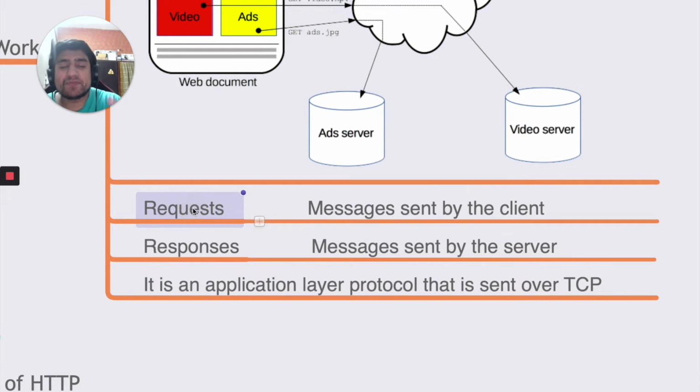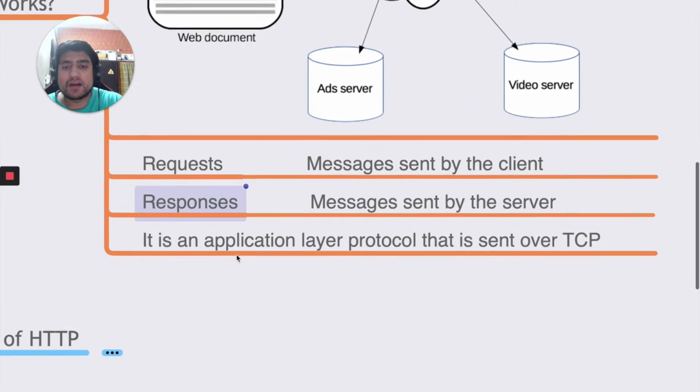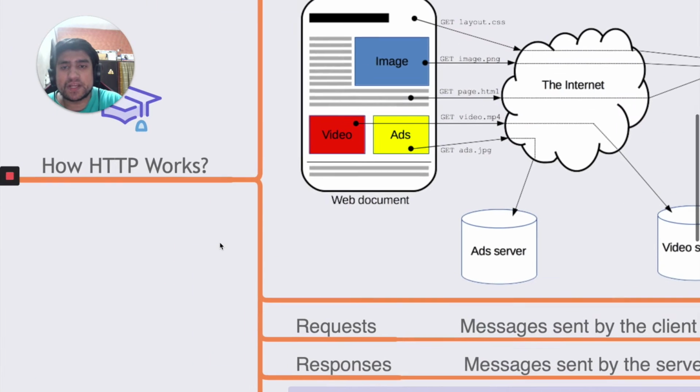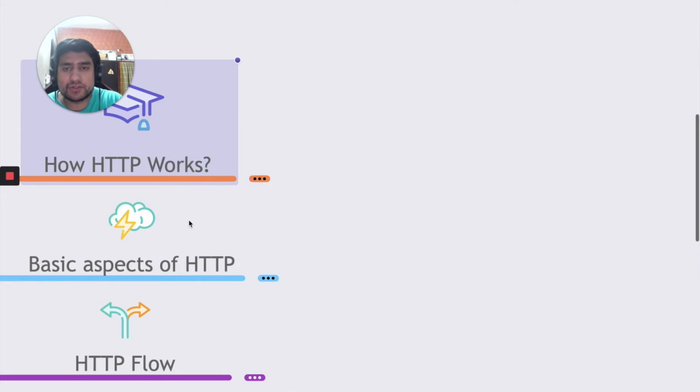The concept here is that there are two parts. The client can make a request, which is a message sent by the client. Similarly, we have a response, which is a message sent by the server. It is an application layer protocol that is sent over TCP, the Transmission Control Protocol. We are going to explain that, so let me share more details.